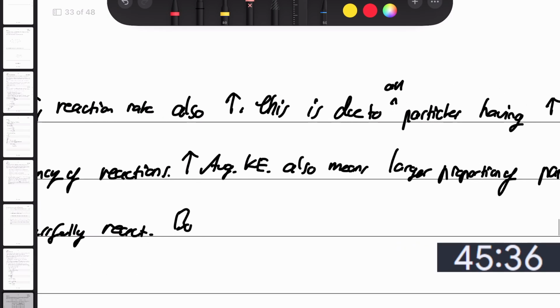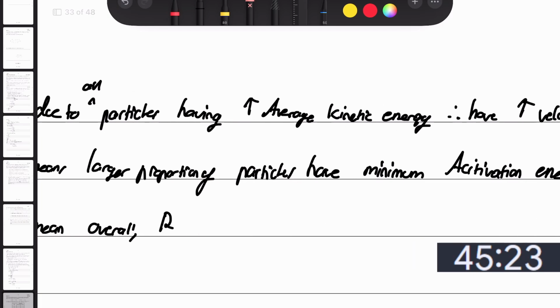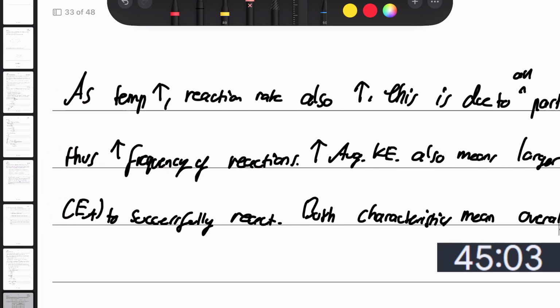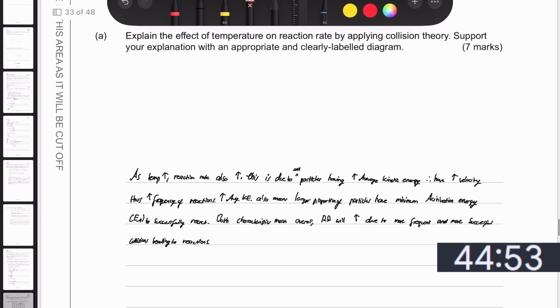So both characteristics mean the overall reaction rate, which is R, will increase due to more frequent and successful conditions leading to reactions. So with an appropriate and clearly labeled diagram.